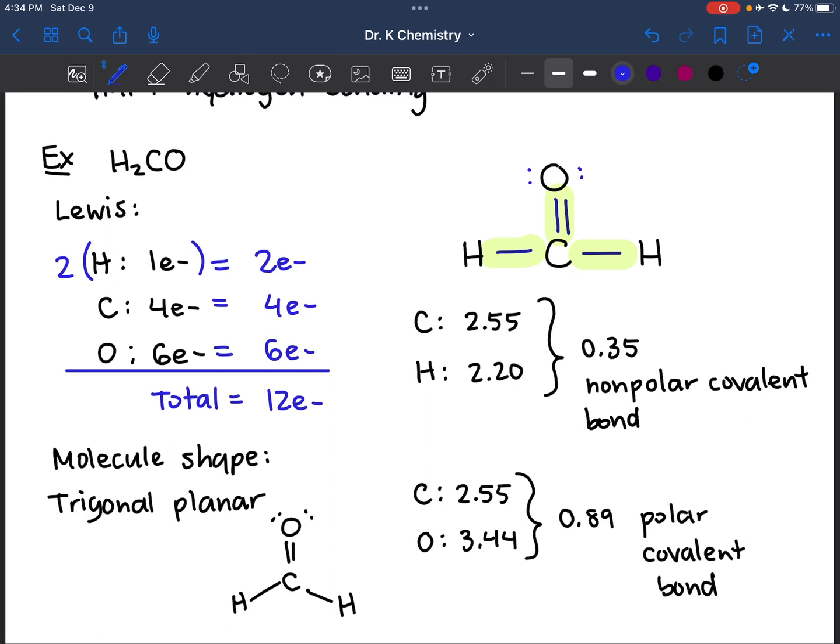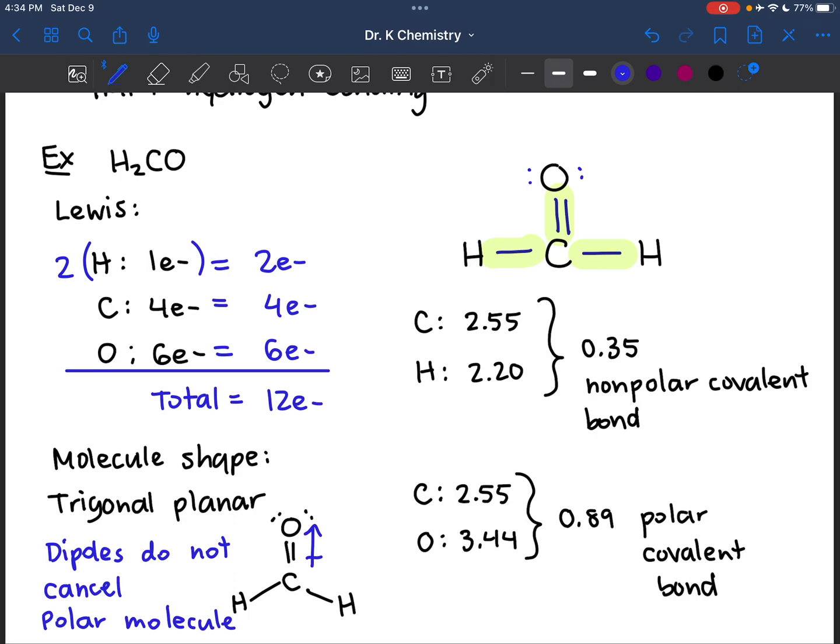And now we need to figure out where these dipoles are going. Keep in mind that the carbon-hydrogen bonds are nonpolar, so these are not going to have a dipole. The carbon-oxygen bond is polar, and oxygen is the more electronegative atom since it has a higher electronegativity value. So there is a dipole pointing in the direction of oxygen, and there is nothing to counteract it because the carbon-hydrogen bonds are nonpolar. They do not have a dipole that can counteract the carbon-oxygen dipole. And here, if there's only one dipole, the dipoles definitely do not cancel, which means this is a polar molecule.